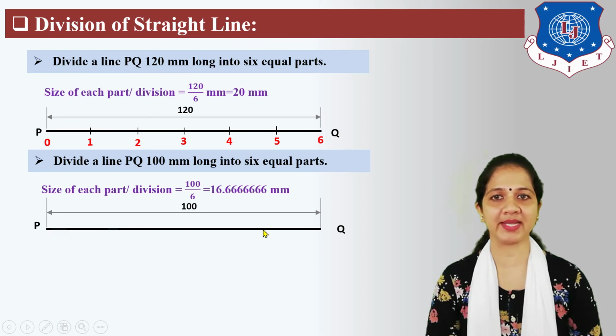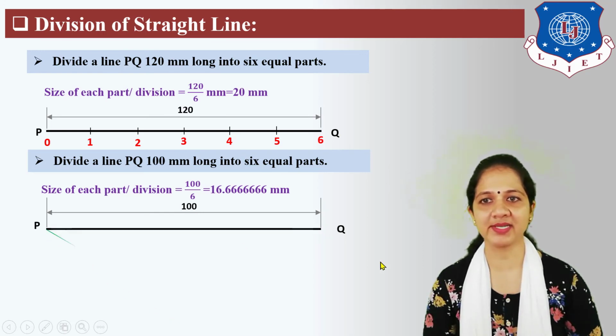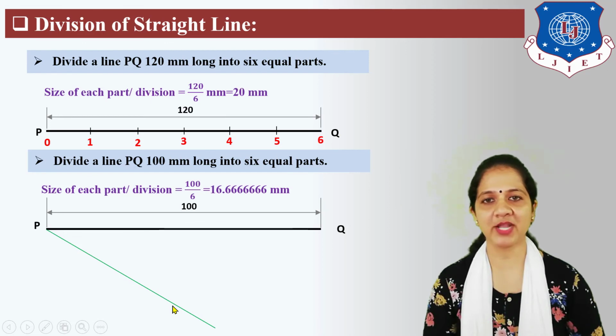First draw line PQ. Take the length of PQ as 100 mm or 10 cm. Next draw an inclined line either from point P or Q at any angle. Divide this inclined line into 6 equal parts, because we need to make 6 equal divisions of this line PQ. You can choose any equal size for this inclined line division, like 1 cm or 1.5 cm etc.